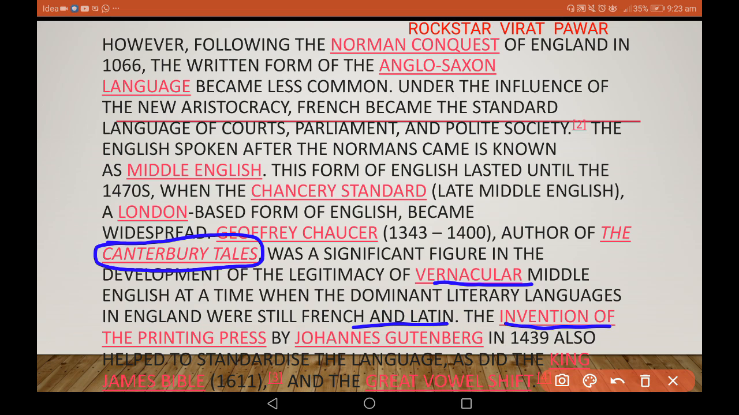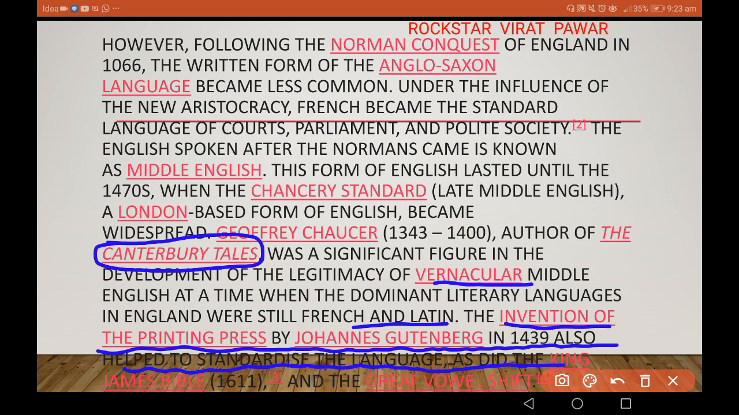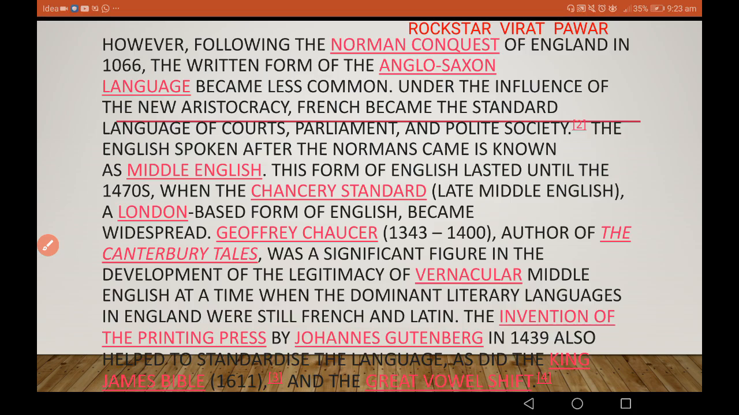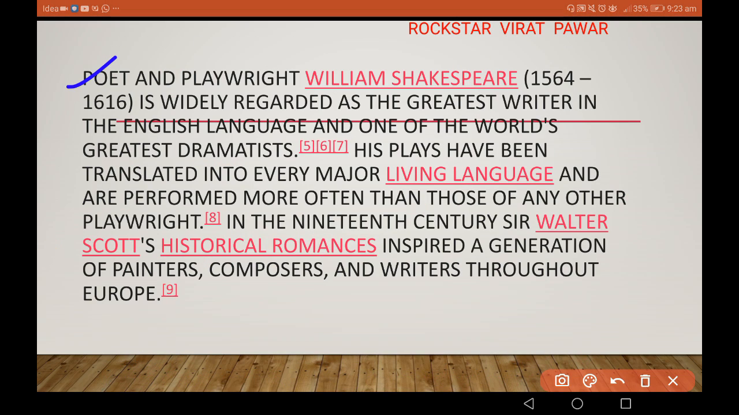The invention of the printing press by Johannes Gutenberg in 1439 also helped to standardize the language, as did the King James Bible in 1611 and the Great Vowel Shift. Then poet and playwright William Shakespeare, you all know, has various noble works for the English language, and his work is from 1564 to 1616. He is widely regarded as the greatest writer in the English language, and we have to study about him also.